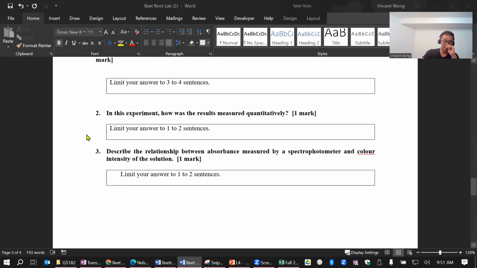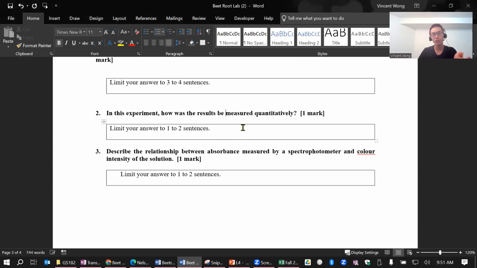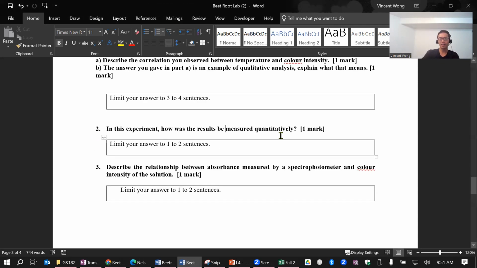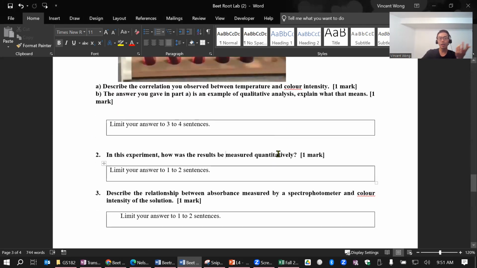Next one. In this experiment, how will the results be measured quantitatively? So this is an example of qualitative, but how can we do it quantitatively? If you watch the lady do the demo, she will show you how to do it quantitatively. So you just have to tell me what she did. That's all.